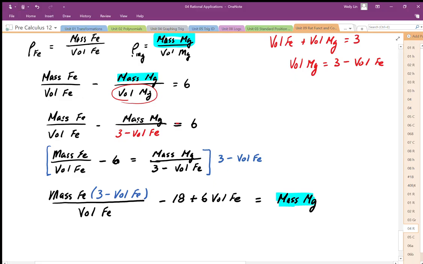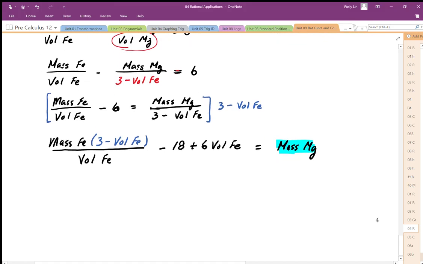Now, this is good enough. I'm just going to put this in the common denominator. So I'm just going to multiply top and bottom by volume of iron. So this is going to be 3 times the mass of, actually, am I going to end up with any terms that can cancel out? No, it's not going to be. So I'm not going to end up with any terms that can cancel out here. So I'm just going to leave it in this form.